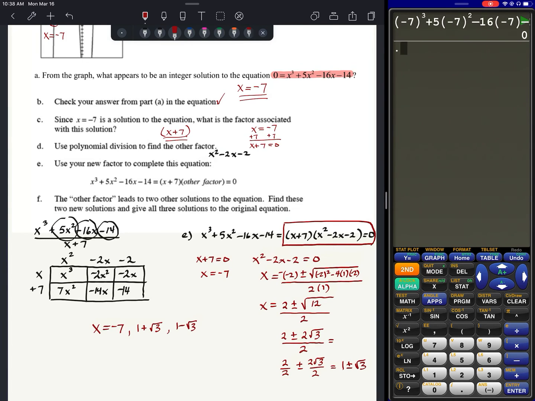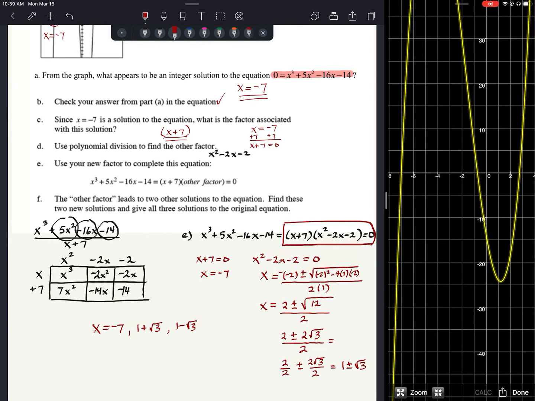And if you want to check them, you can even do 1 plus the square root of 3, 2.732. We can do 1 minus the square root of 3. You get negative 0.732, which I remember from our graph, but we'll just go over and show you. Here is our negative 0.73, and then here is our 2.73. So we know that those answers are correct.